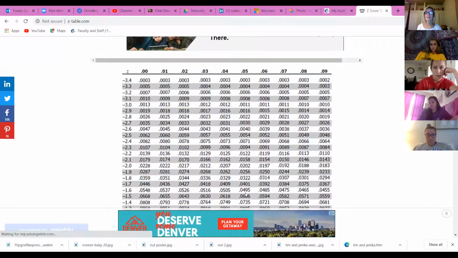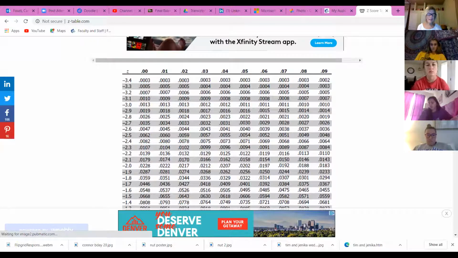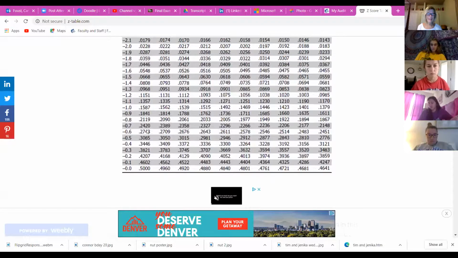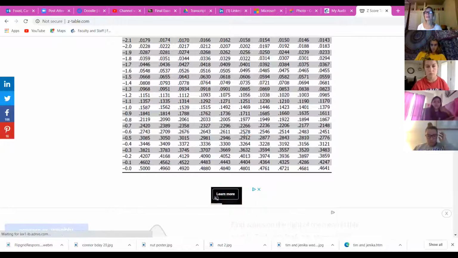Okay, just about the 5th percentile. So then the next one was a negative 0.65. So I'd go to the negative 0.6, 1, 2, 3, 4, 5, and I find out that that person's about at the 26th percentile.